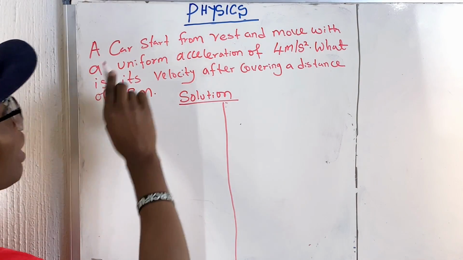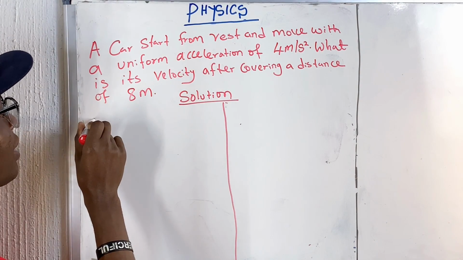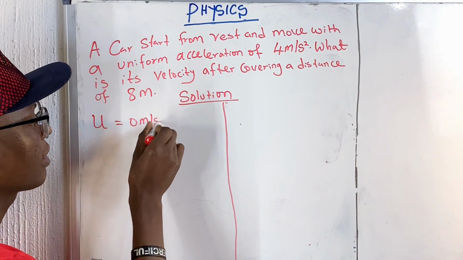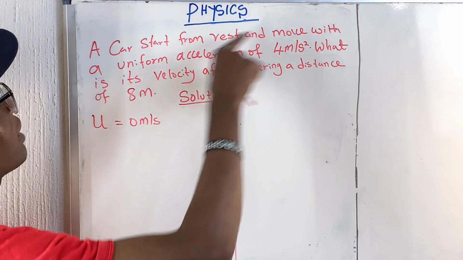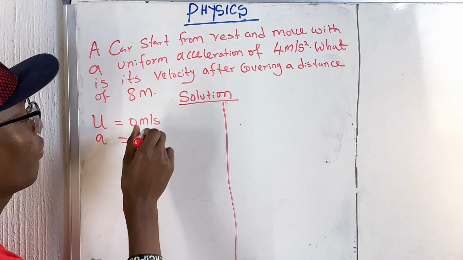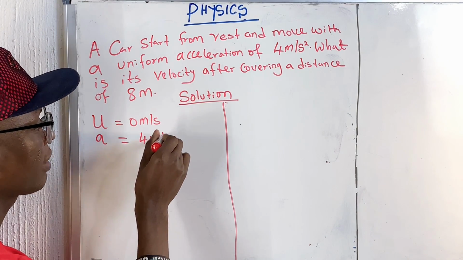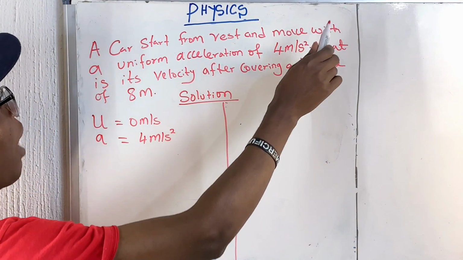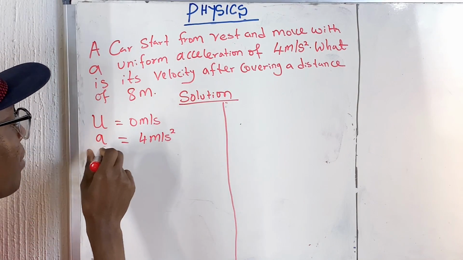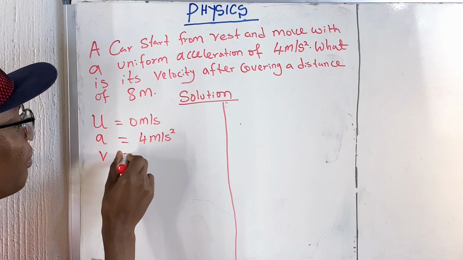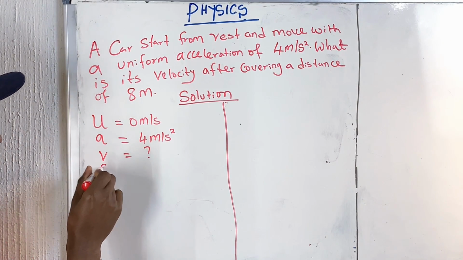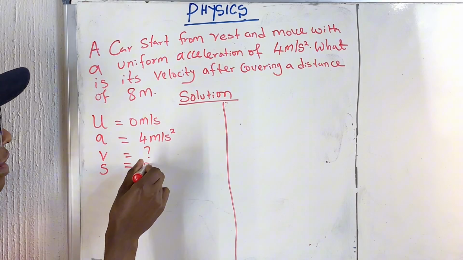So we are being told that the car starts from rest. From rest, we know that the initial velocity u will be 0 meters per second. Now, they say it moves with a uniform acceleration a of what? 4 meters per second squared. What is its velocity after covering a distance of 8 meters? This time around, we are looking for what? Velocity, which is the final velocity. And we are told that it covers a distance s, 8 meters.